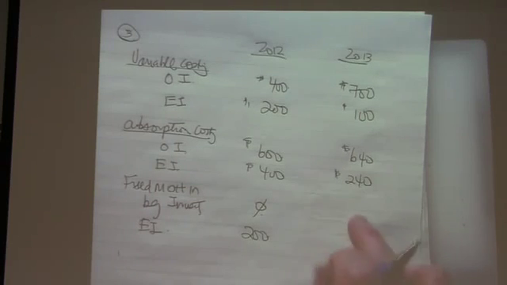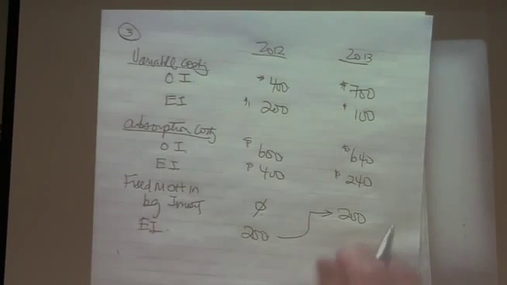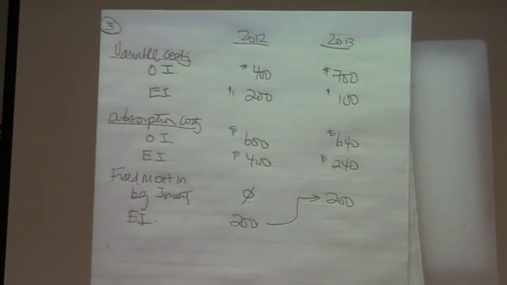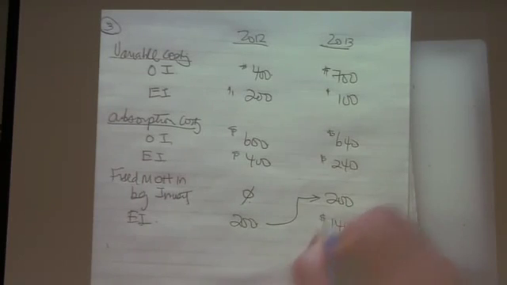Now, this would be the same, right? Beginning would be the same. And the ending, we know the ending fixed is 70 cents, and there were 200 units left, so 70 times 200 is $140.